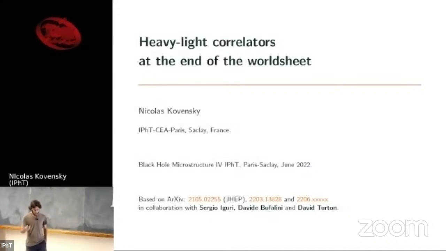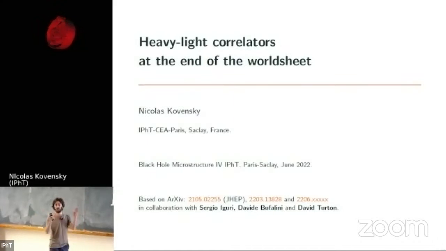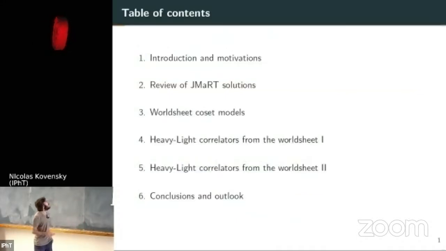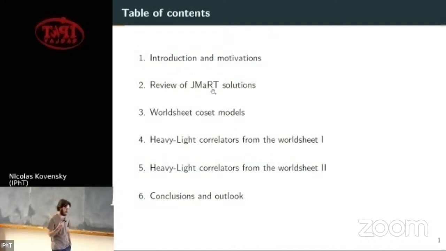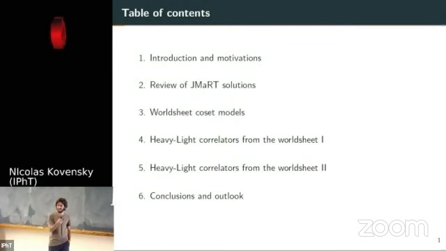The idea is to try to focus on some particular cases of microstates where we have an exact worldsheet description, and to use it to compute as many things as we can. So this is the outline of the talk. Thankfully, David saved me some time by introducing JMaRT geometries, which is what I'll be using.